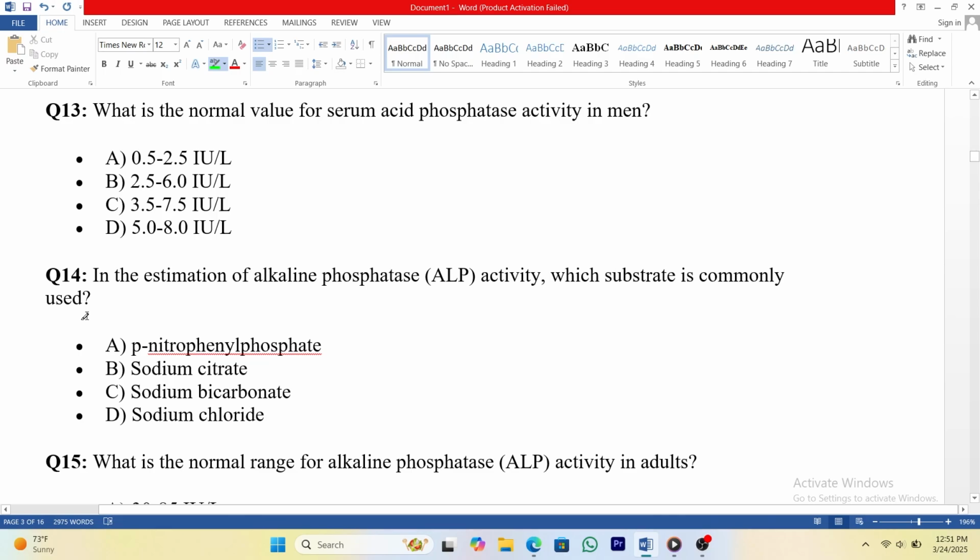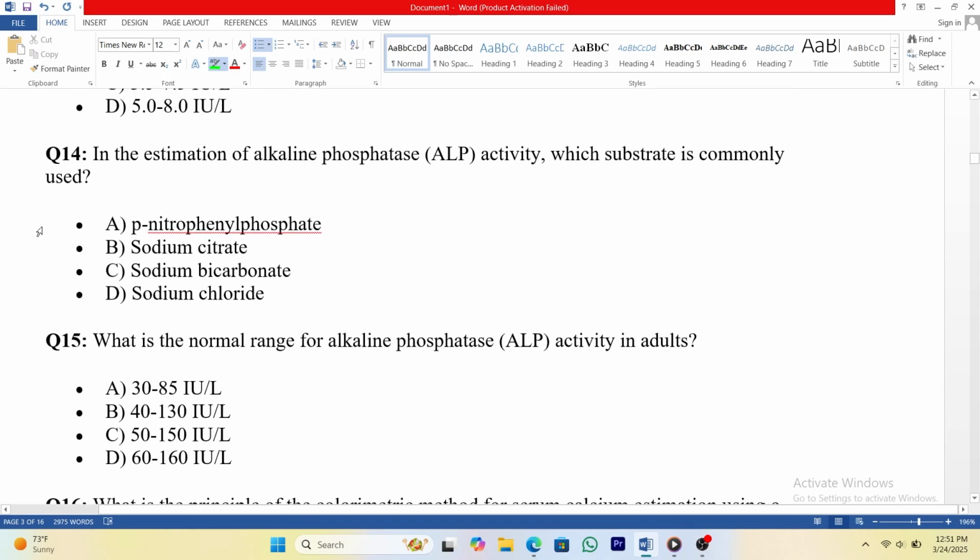A. 0.5 to 2.5 IU/L. B. 2.5 to 6.0 IU/L. C. 3.5 to 7.5 IU/L. D. 5.0 to 8.0 IU/L. Answer: B. 14. In the estimation of alkaline phosphatase, ALP, activity, which substrate is commonly used?